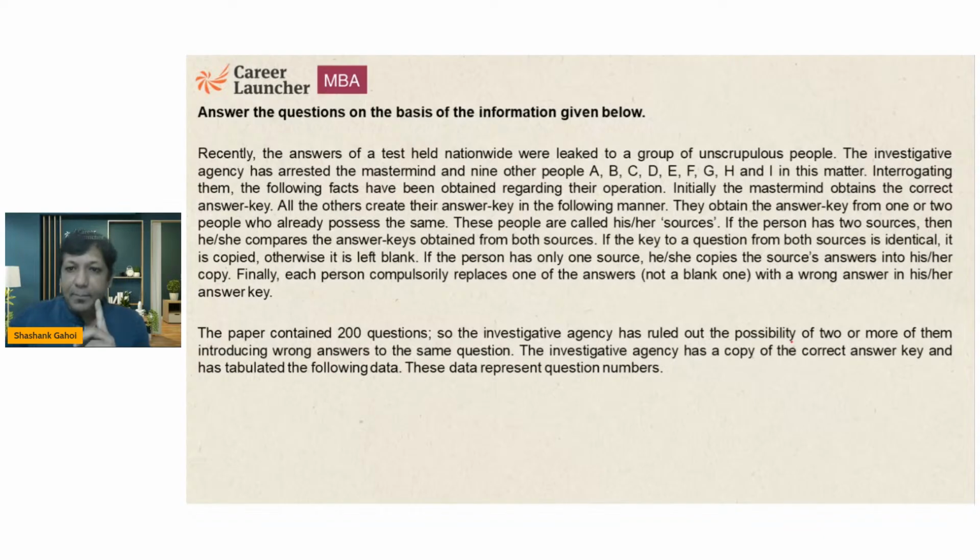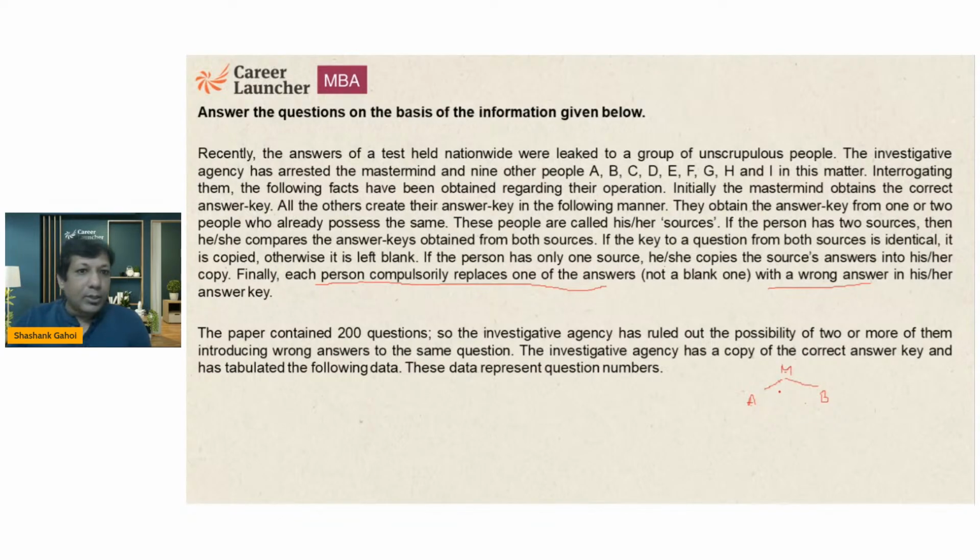So now how am I going to read this? There is a guy, the mastermind, who got everything right. Now he is going to give the answer key to 2 people, A and B. If the person has only one source, she copies the source's answer in his copy. Finally, each person compulsorily replaces one of the answers with a wrong answer, not a blank one. So basically, the mastermind is giving his answer key to A and B. Now A got all 100 right, B got all 100 right.